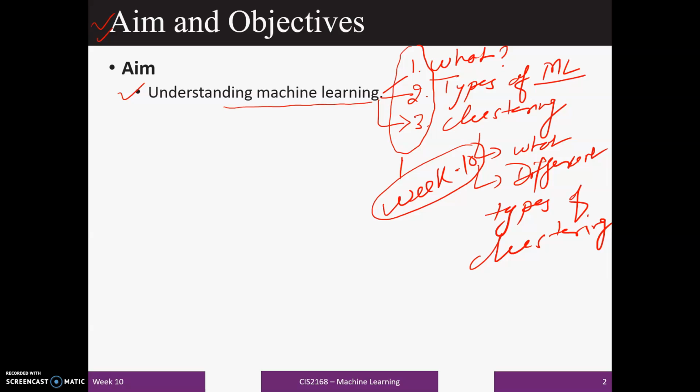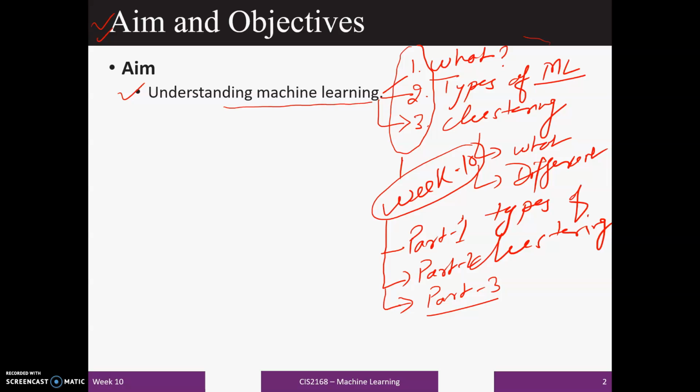As usual, I have divided my lecture into 3 parts. This is part number 1, and in this part I will just give the aim and objectives. In part 2, I will explain what machine learning techniques are, what machine learning is, and application areas of machine learning methods. Then in part number 3, I will explain clustering and types of clustering.